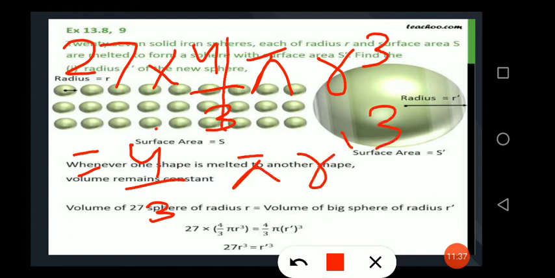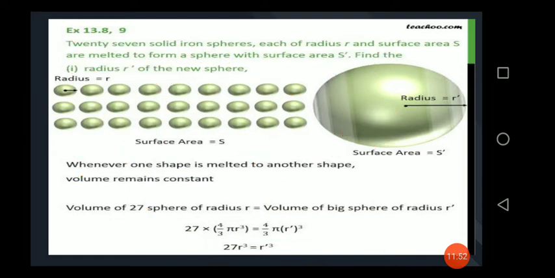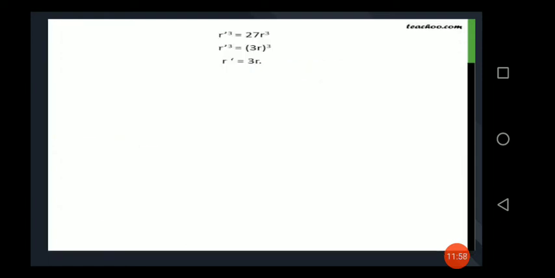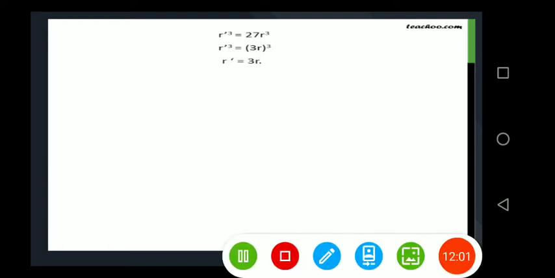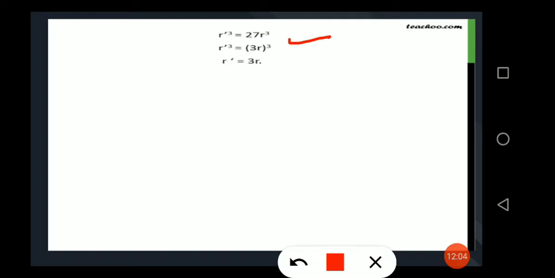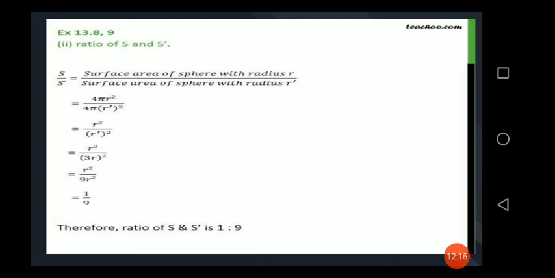Now 4 by 3 from both sides we can cancel, pi we can cancel from both sides, and we are getting 27 r cube is equal to r dash cube. Okay, now we will find out the value of r dash. So from here we can take r dash cube is equal to 27 r cube, then it is 3r whole cube, and hence r dash is equal to 3r. Okay, then moving toward the next. Now it is saying find the ratio of s and s dash.